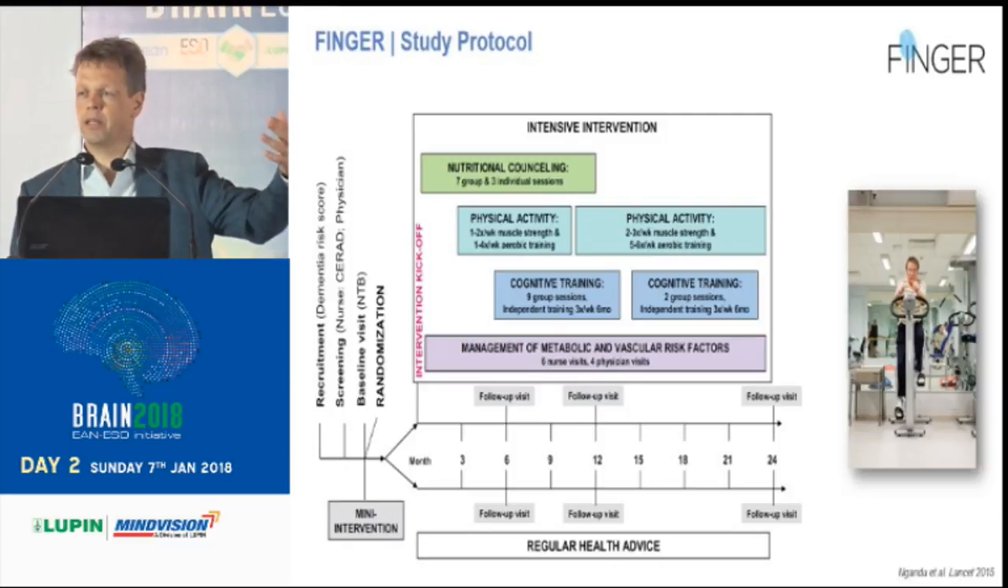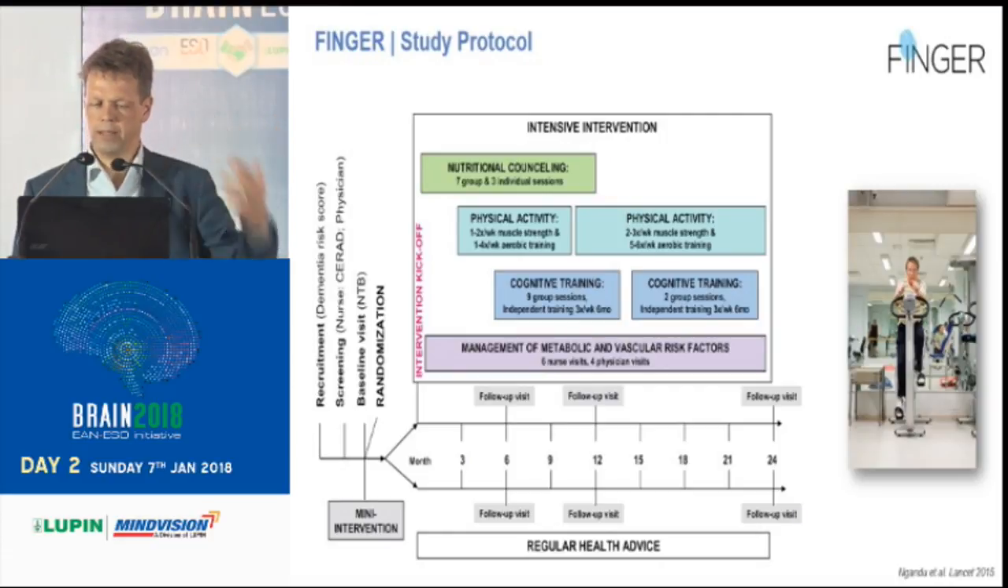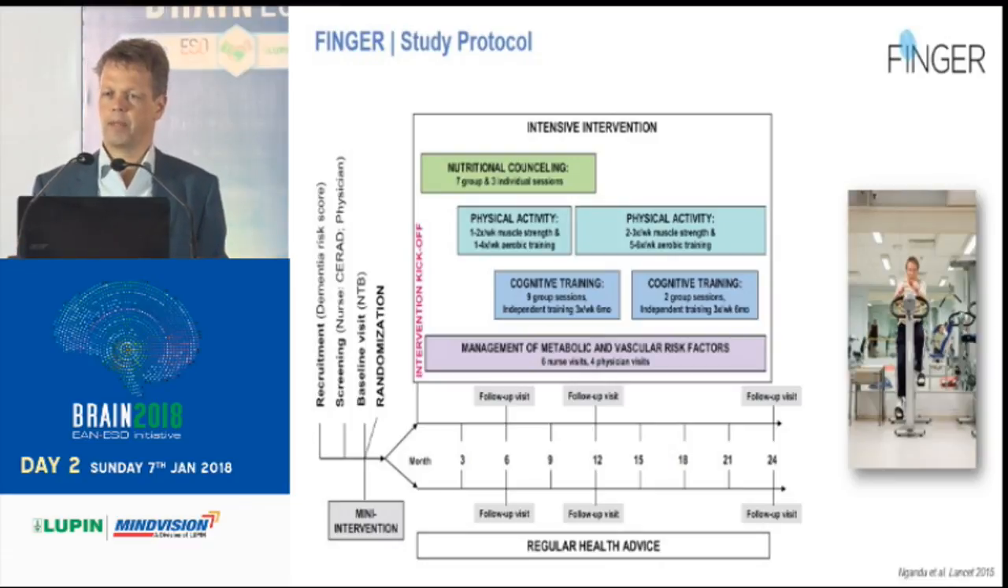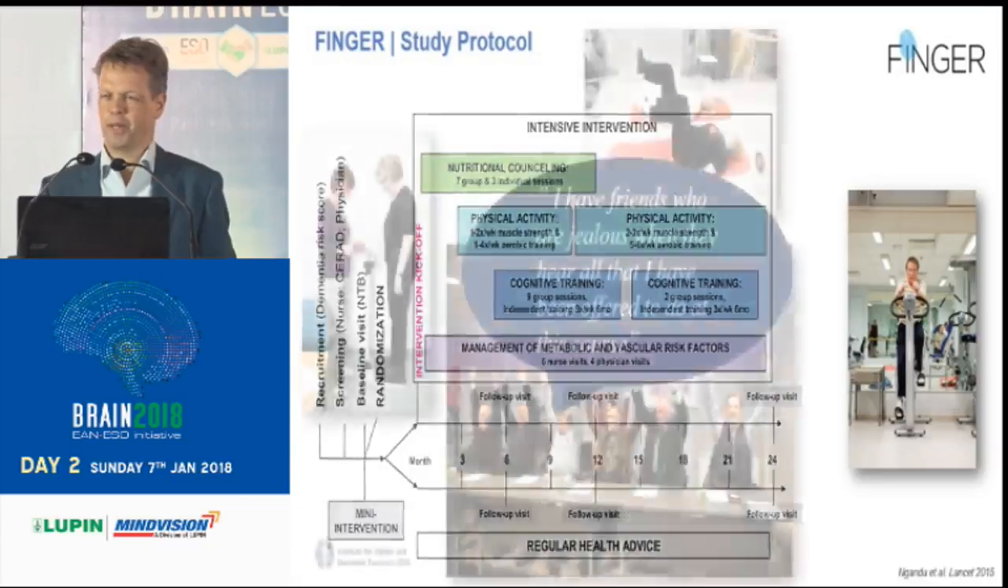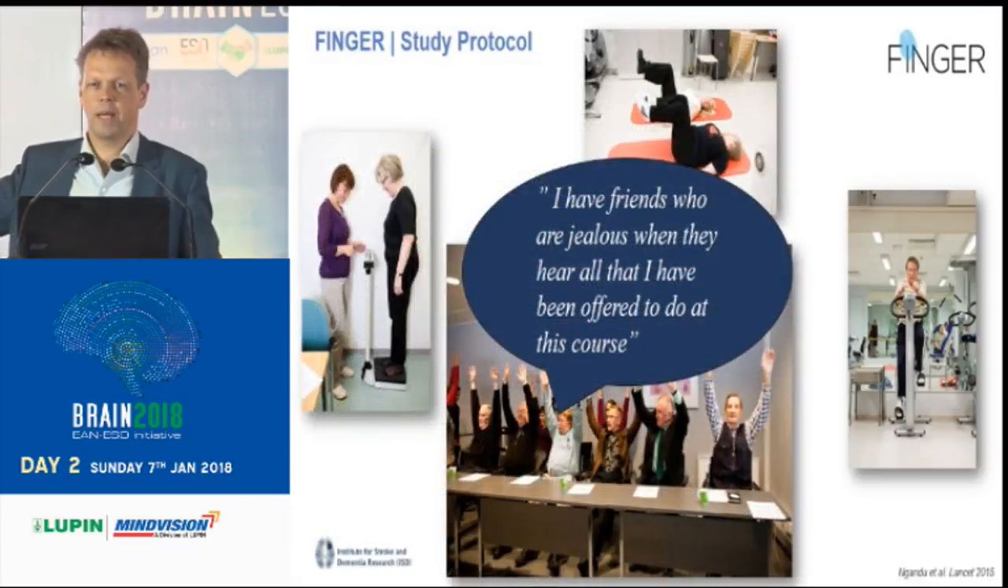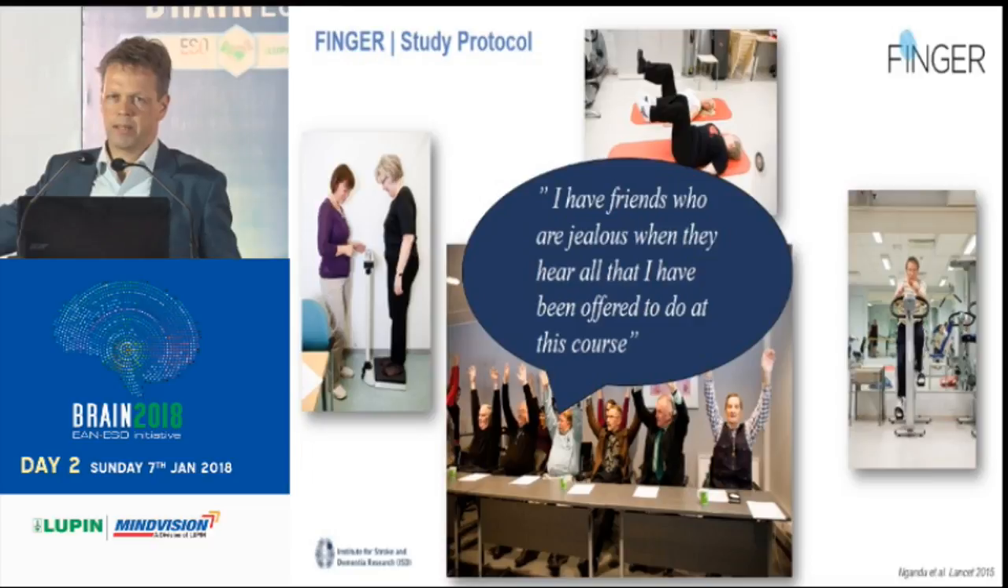And the other patient in the intervention group received regular nutritional counseling, regular physical exercise, including aspects of muscle strength and aerobic training, cognitive training in multiple sessions, and then was controlled for the management of metabolic and vascular risk factors. So this slide here shows all those activities. Here, for example, patients were weighed regularly. They did muscle training, did physical exercise, and were engaged in social activities. And actually, individuals very much enjoyed their activities.